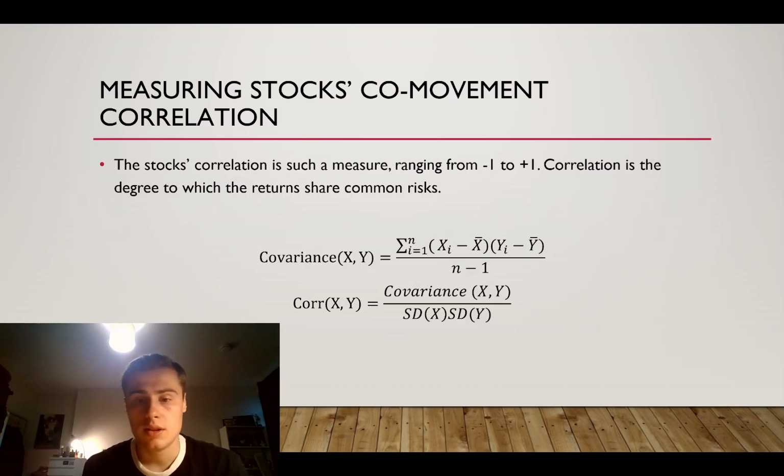We divide it then by the standard deviations of the securities. The standard deviation is just a range that represents how the security will likely move and how far away will it move from the value on which it is established right now. The correlation is ranging from -1 to +1.